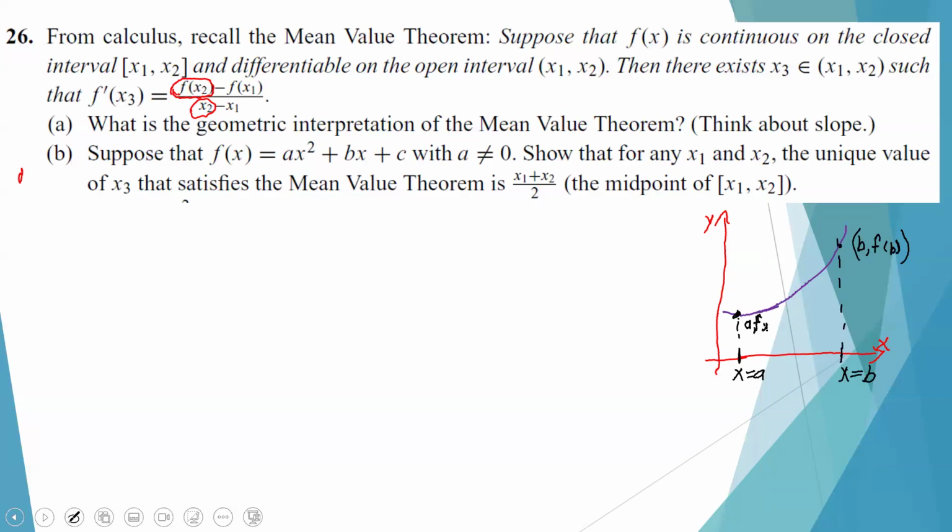F of a. Right, so that's f of a. We could even label this nicely as a and capital B, just to make things easy.